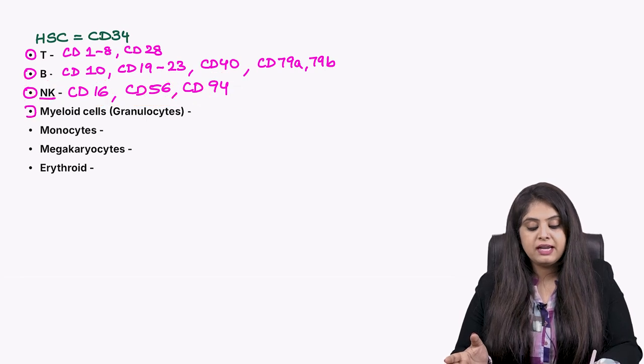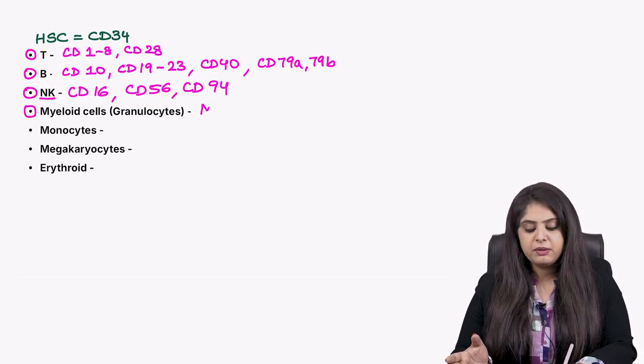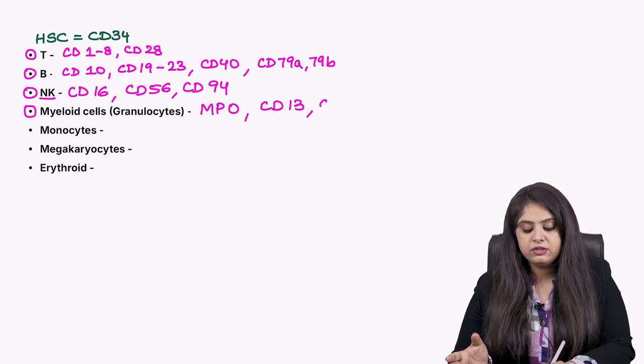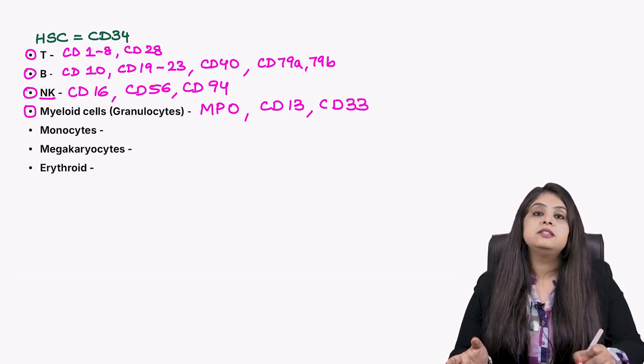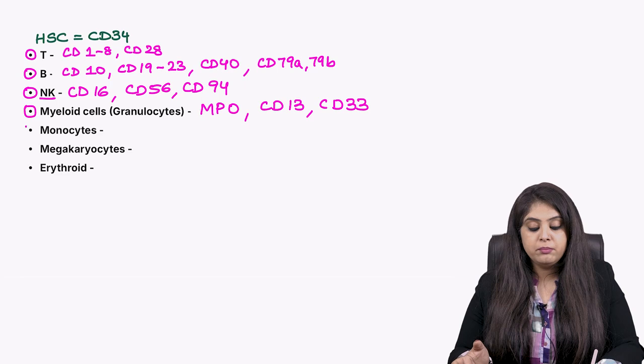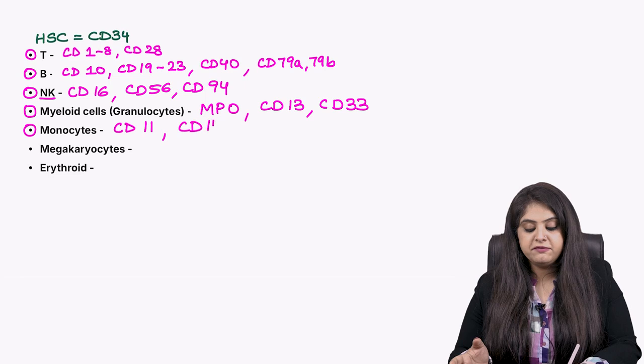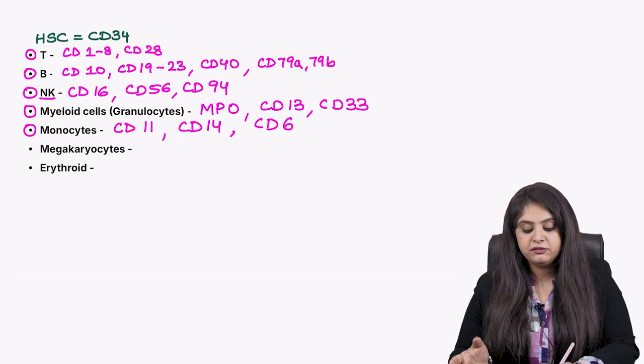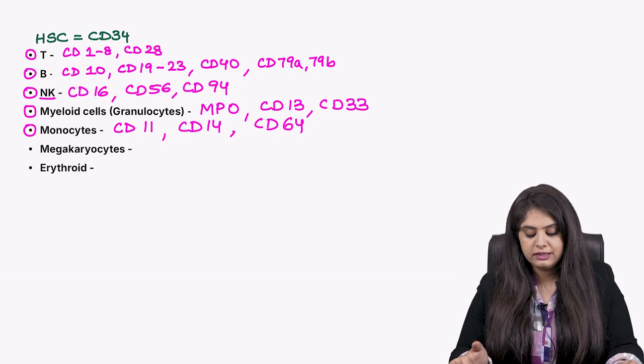Now let's go on to the myeloid series. The myeloid, of course, it will be positive for myeloperoxidase, along with that CD13 and CD33 positive. Coming to the monocytes. Monocytes are CD11, CD14 and CD64 positive. And how am I supposed to learn this, ma'am?